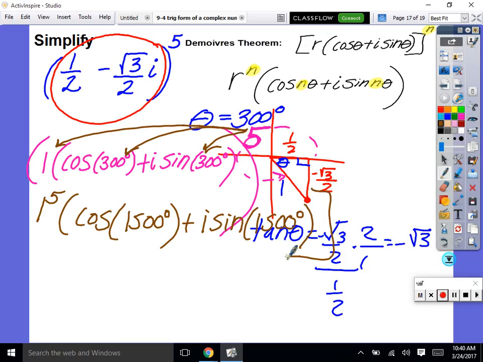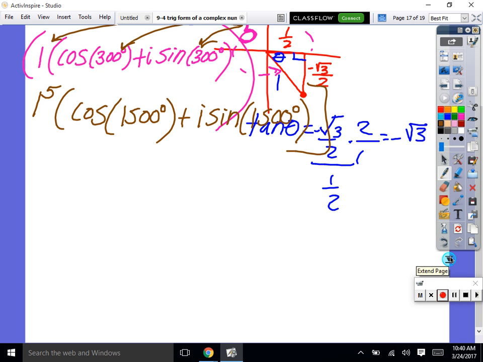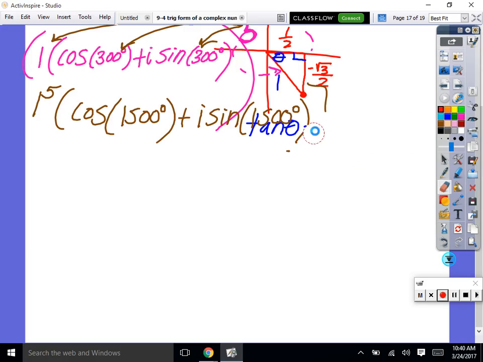Now we're going to want exact answers only. So where is 1500 degrees on my unit circle? So wouldn't we take 1500, subtract 360, subtract 360, subtract 360 until we get to a place on a unit circle? Okay. Find what's coterminal. Yeah. You're right, it's 60. So same thing as 60 degrees.